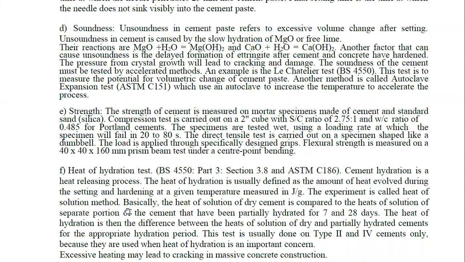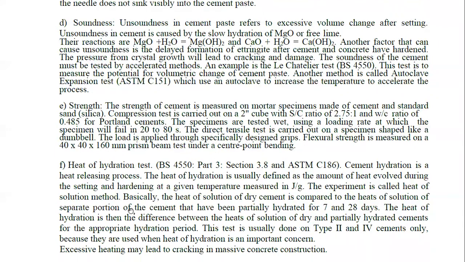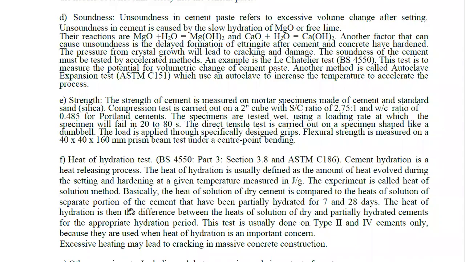Next is the heat of hydration test. Cement hydration is a heat releasing process. The heat of hydration is usually defined as the amount of heat evolved during the setting and hardening at a given temperature, measured in joules per gram. The experiment is called the heat of solution method. Basically, the heat of solution of dry cement is compared to the heat of solution of a separate portion of the cement that has been partially hydrated for 7 and 28 days.